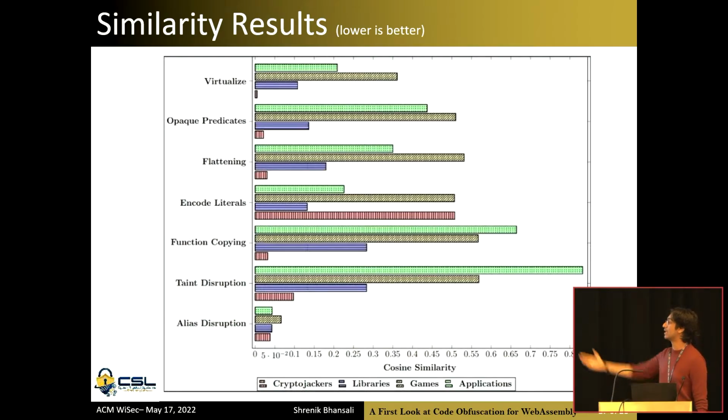As you can see, there isn't any real pattern to the data besides that alias disruption is effective regardless of the category of program. But the one thing that is noticeable is that with the exception of taint disruption for applications, almost every single obfuscation technique resulted in the binaries having a cosine similarity of less than 0.5. 0.5 tends to be the threshold for what is similar and dissimilar. We can categorize every obfuscation technique, again, except for taint disruption, as producing dissimilar binaries. This is just the graph for binaries.